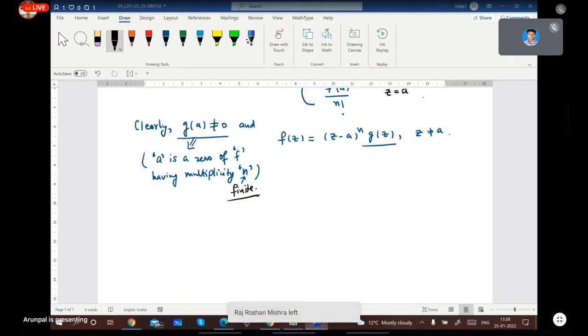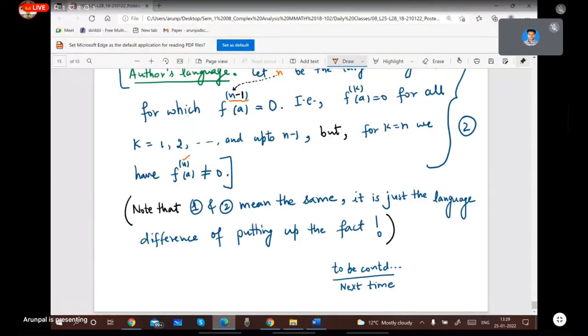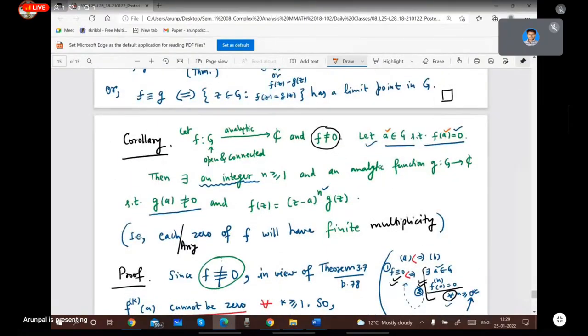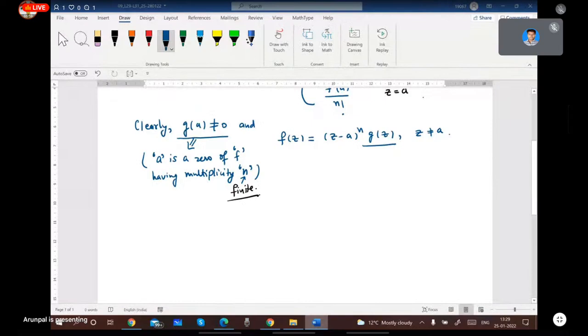Now the only thing I am left to show, as per the statement of the theorem, is that this g is analytic. We are to show only this now, that g is analytic. And once we have shown that g is analytic on G, the proof will be complete.